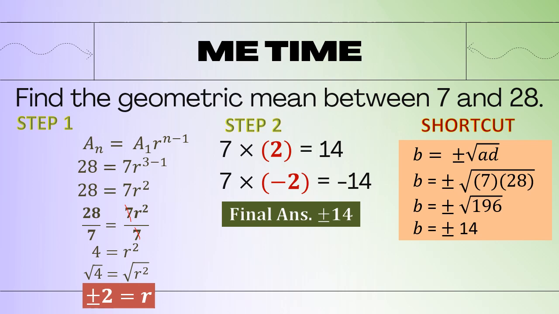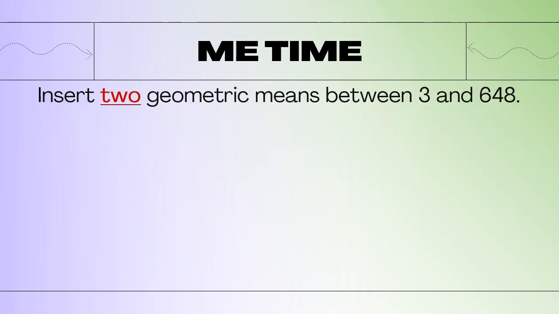Okay, but I would advise, if you are going to look for 2, 3, 4 or more geometric means in between the given 2 terms, it's better if you're going to use the 2 steps or the general steps in finding the geometric mean or means. Okay, here, for example, insert 2 geometric means between 3 and 648.